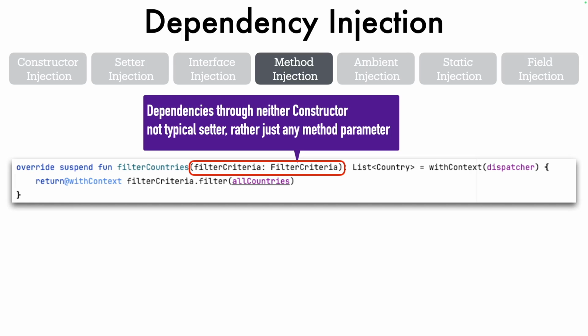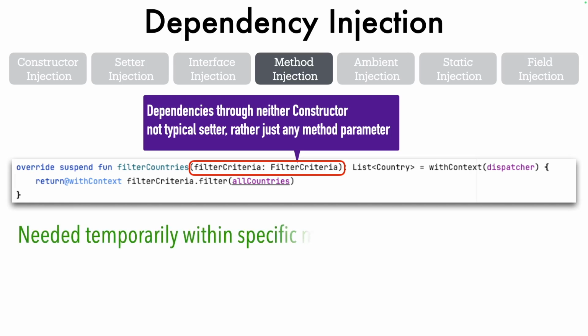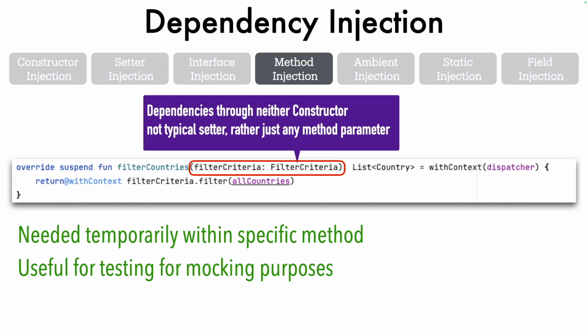A very common reason could be that the dependencies are needed temporarily within a specific method. You don't need them at the scope of the object. That could be the reason. And also these are useful for testing, for mocking purposes. That's also one of the reasons why you would like to use this.